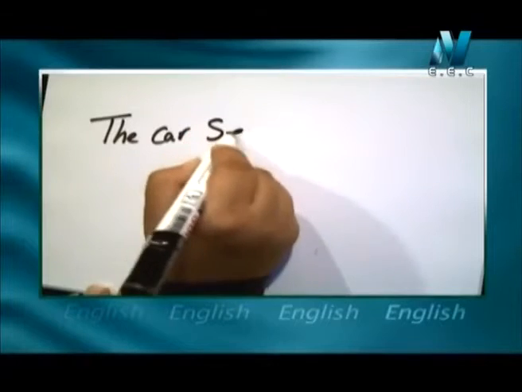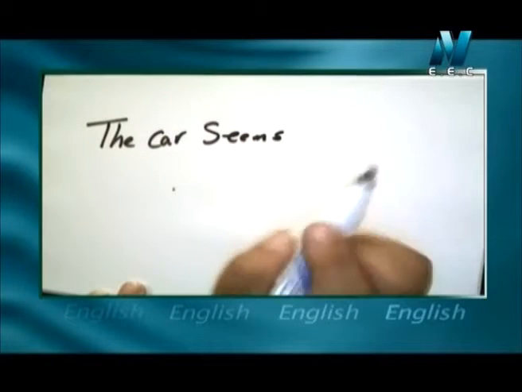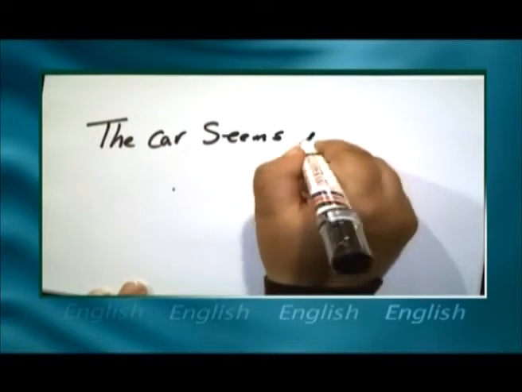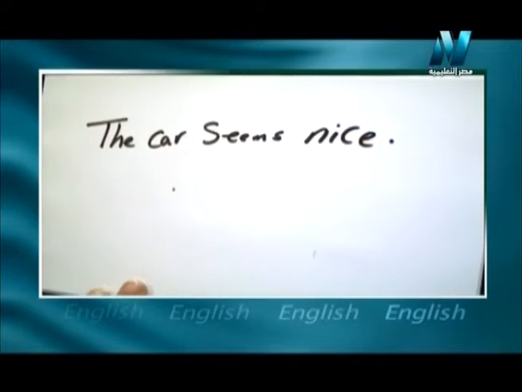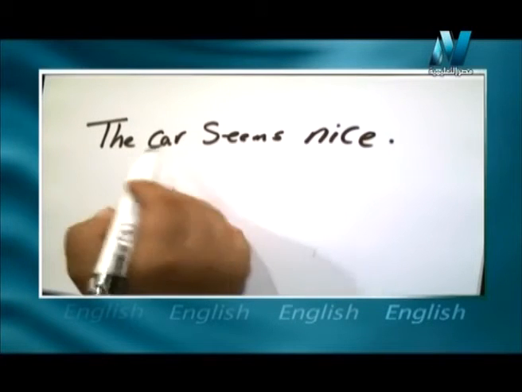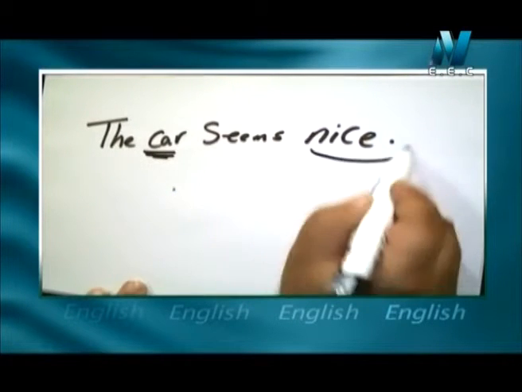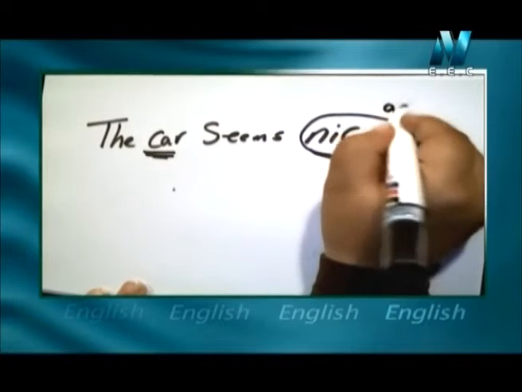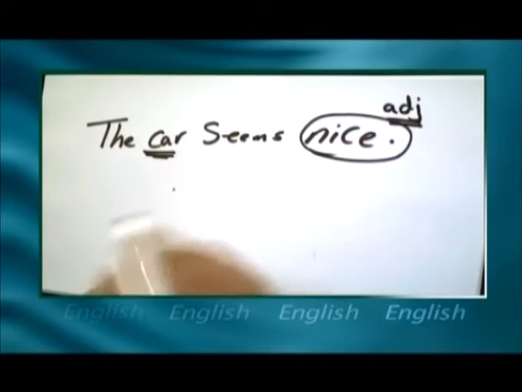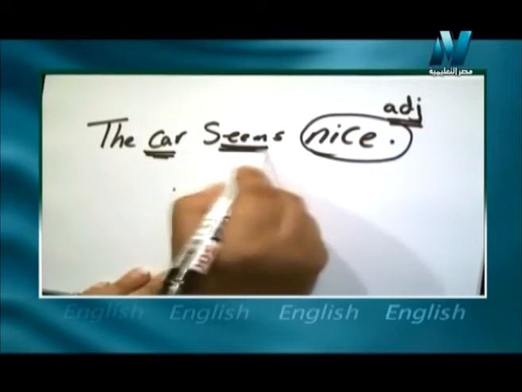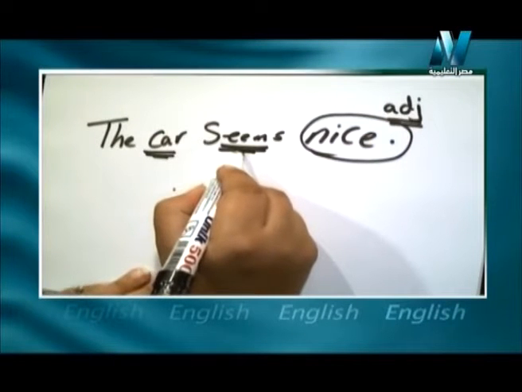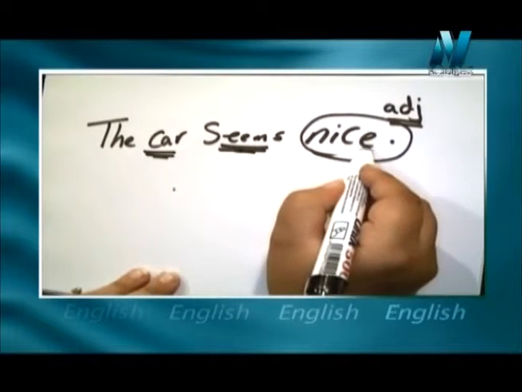Let's have an example. When I'm saying that the adjective, I will use it after verb to be or after seem. The car seems nice. I will describe the car here with the word nice. It's an adjective. It comes after seems. These are from the verbs I can use before the adjectives.